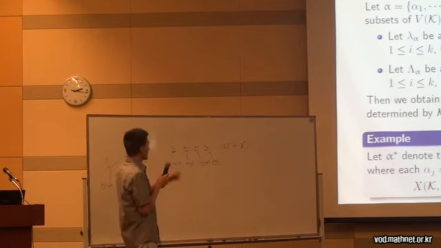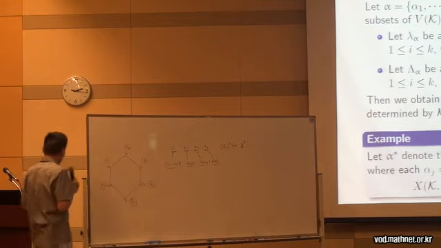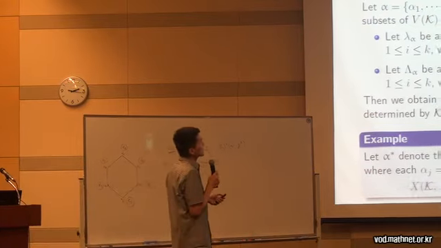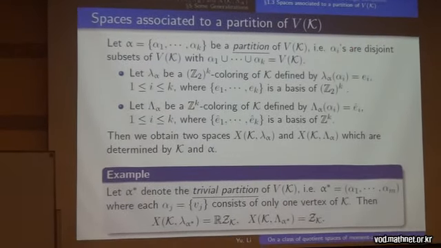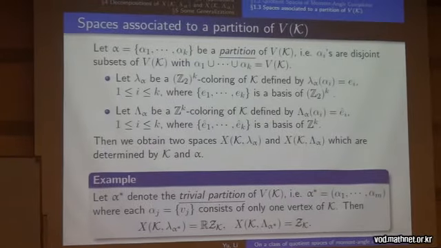So in general, we have this definition. Say let alpha be a partition of V_K. Partition means alpha_1 to alpha_k are disjoint subsets of the vertex set of K, and their union is V_K. So this is a partition. And let lambda_alpha be a Z_2^k coloring of K defined by this map, which colors every vertex belonging to alpha_i by e_i, where e_1 to e_k is a basis of Z_2^k. So here k could be less than the number of vertices of K. k could be less than m.